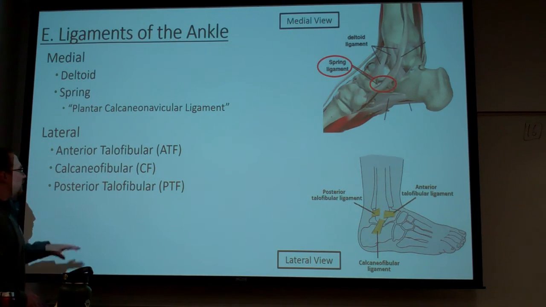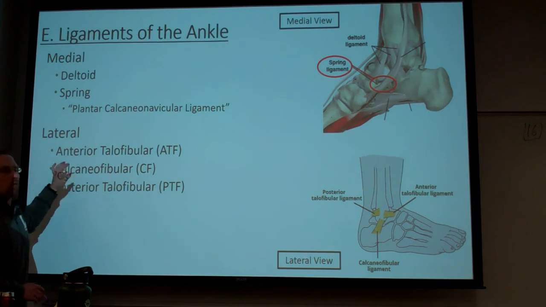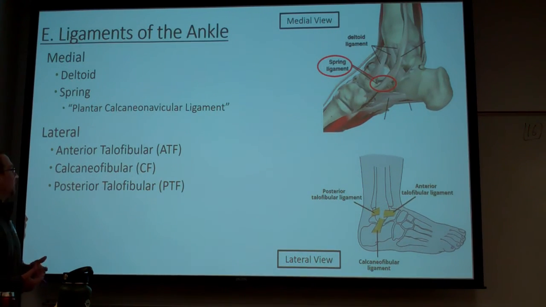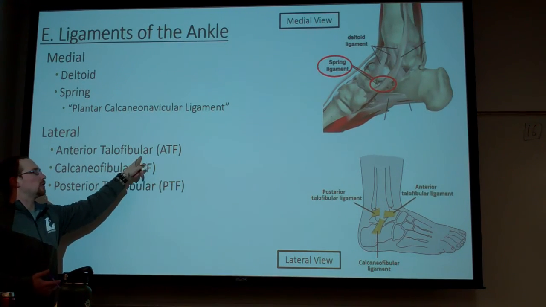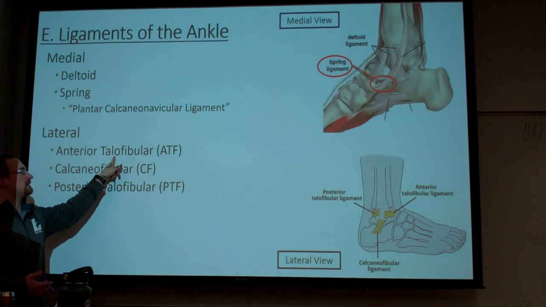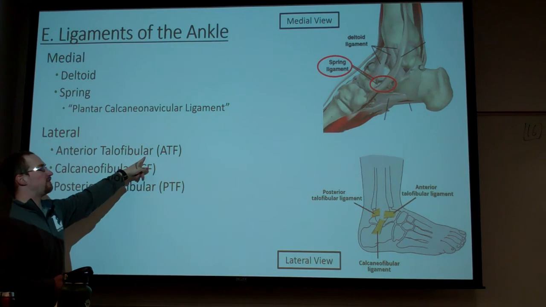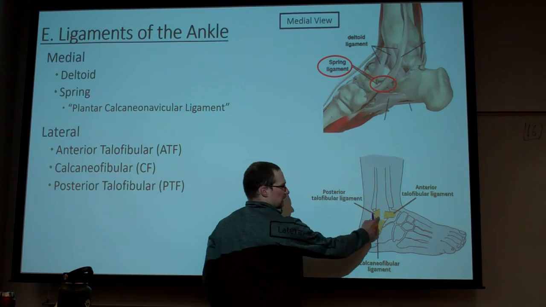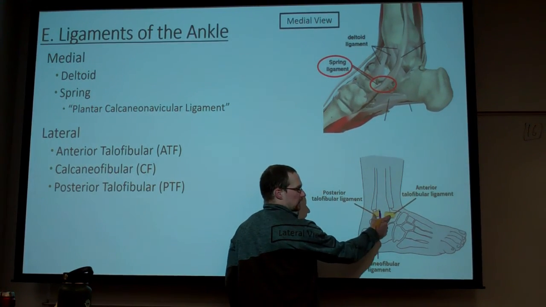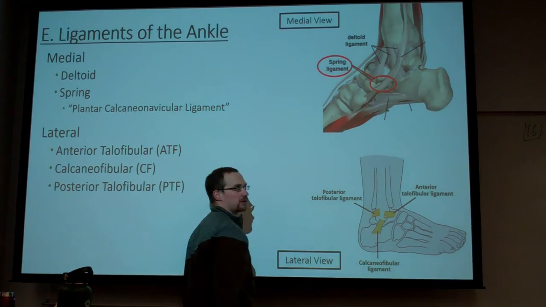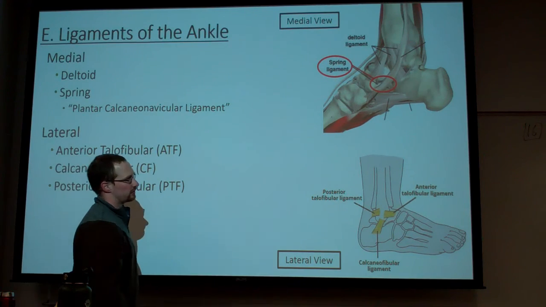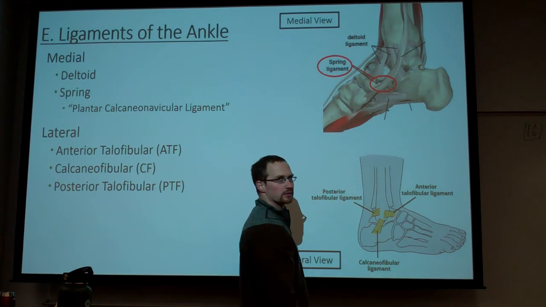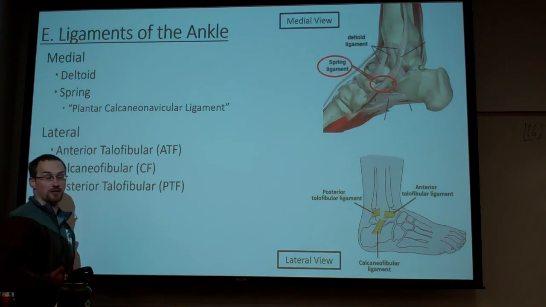Lateral ligaments there. The names give away where they attach. We've got the anterior and posterior talofibular ligaments. Talo meaning talus, fibular meaning fibula. So here's your fibula, here's your talus, and we've got an anterior and posterior ligament. You can abbreviate that as ATF and PTF if you would like. No WTFs in here though, unfortunately.